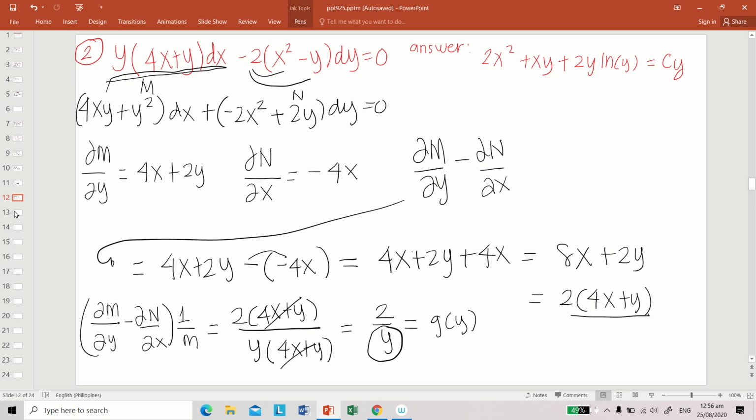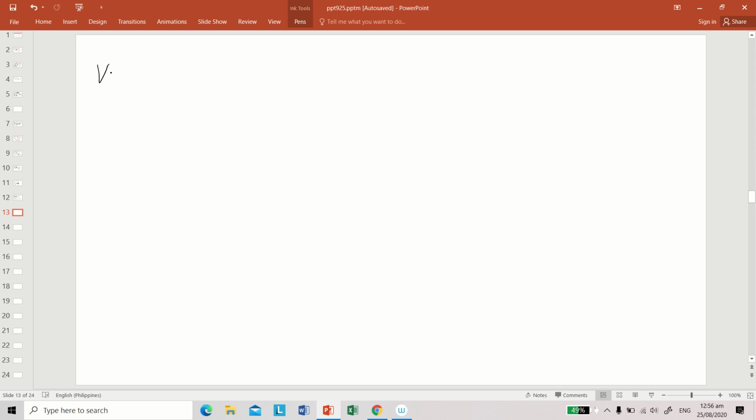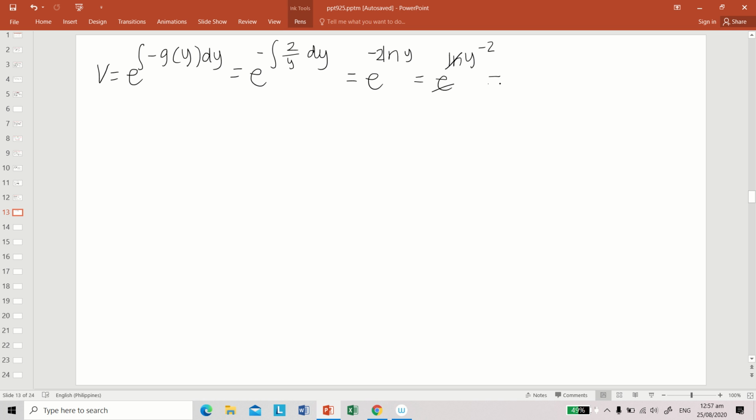And then, moving forward, we're going to have our integrating factor. So our integrating factor will be equal to exponential of integral of negative g of y dy. So this is equivalent to exponential of negative integral of 2 over y dy. Then integrating that, this will become exponential of negative 2 ln y. So this will become exponential of ln y raised to negative 2. You can see exponential and the ln function will cancel out. So we're going to have our integrating factor, y raised to negative 2.